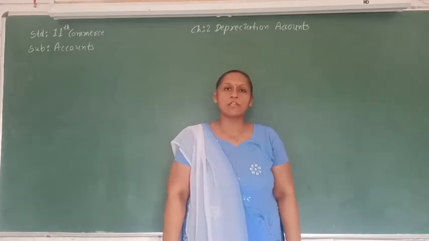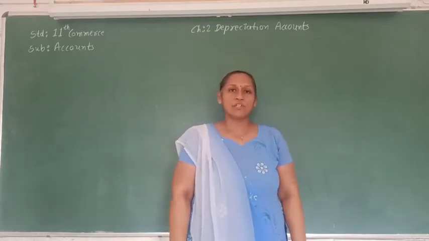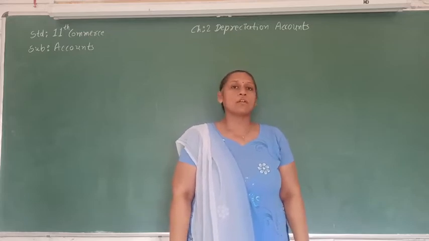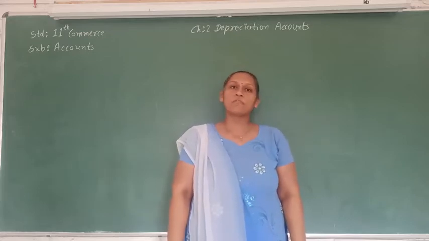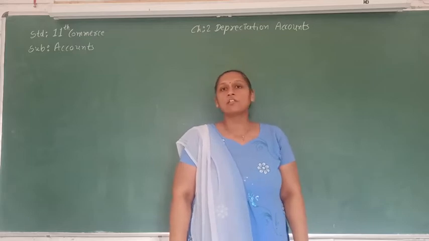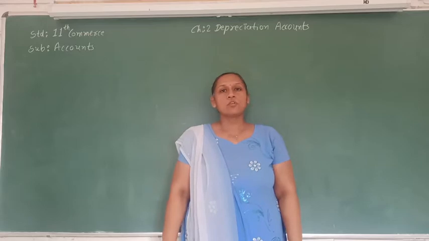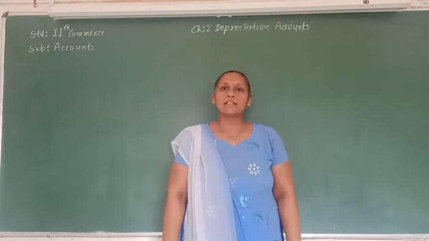Today we are going to see chapter number 2, that is depreciation account of standard 11 commerce subject account. Today again we are going to see one more sum where we will see two machines together. From that, the second machine was purchased and sold at a profit. Let's see illustration number 17.